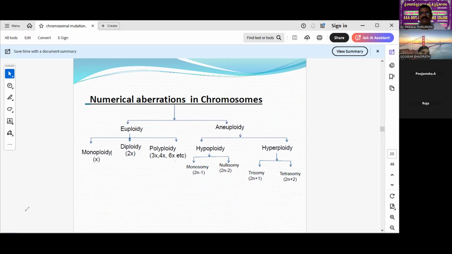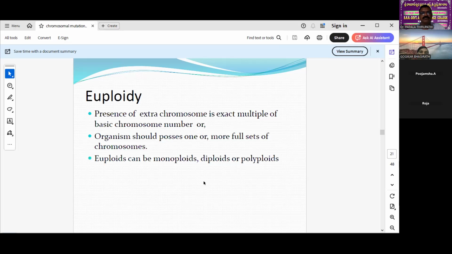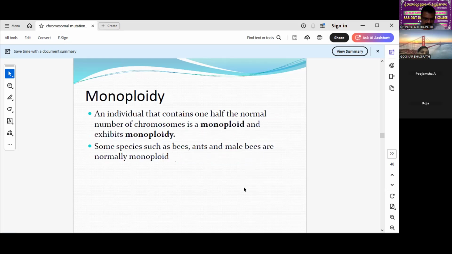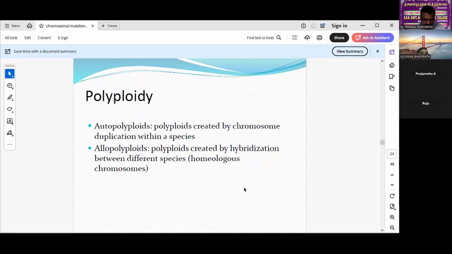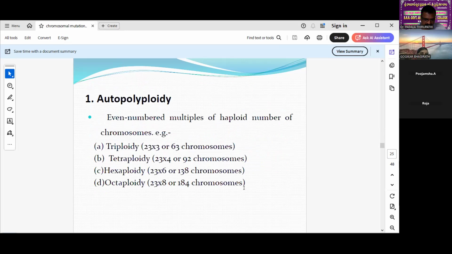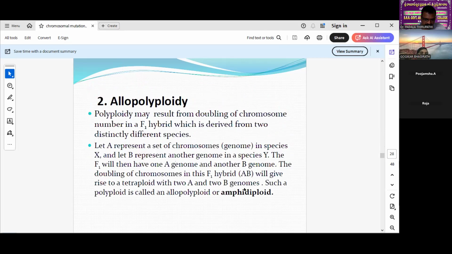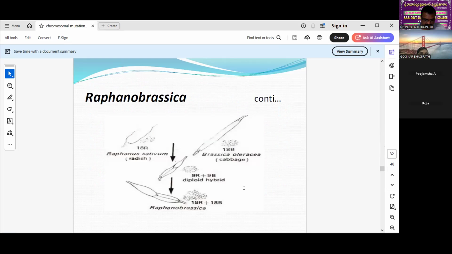So once we go for some examples, and after the examples I will conclude this session. Euploidy, I already said, is an exact multiple of the basic chromosome number. So euploids can be monoploids, diploids, and polyploids. Monoploid everyone knows. Common wheat possesses monoploids. Polyploids are again divided into autopolyploids and allopolyploids. Before going to that, we can explain some genetic disorders.